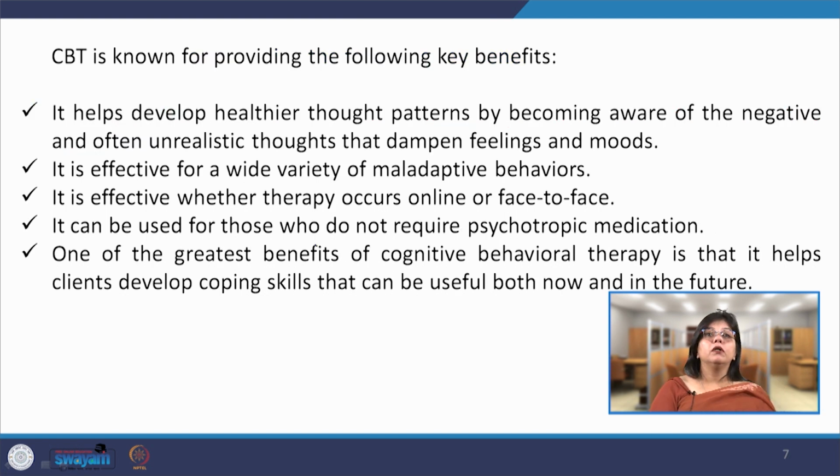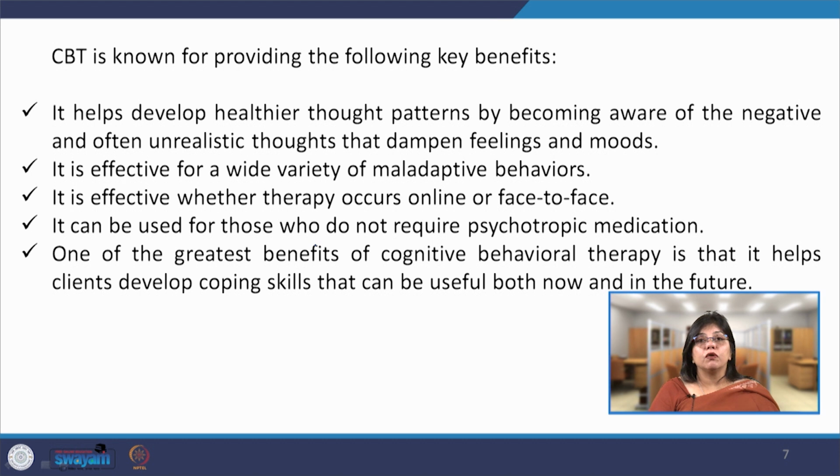CBT is known for providing the following key benefits. It helps to develop healthier thought patterns by becoming aware of the negative and often unrealistic thoughts that dampen feelings and moods. It is effective for a wide variety of maladaptive behaviors, in terms of improving those maladaptive behaviors. It is effective whether therapy occurs online or face to face. This is very effective therapy even during face to face interaction or offline.